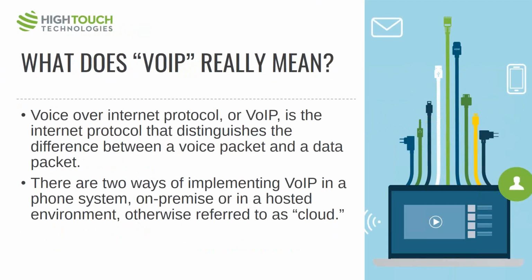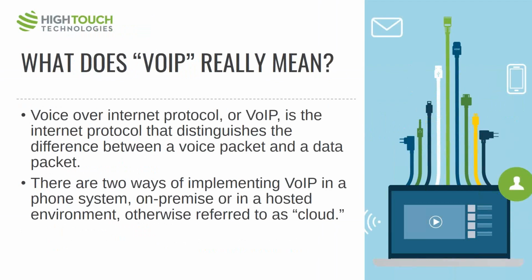So before we move on to the VoIP phone system, which is really a system using dedicated IP resources, we need to understand what VoIP really means. VoIP stands for Voice over Internet Protocol. This is the Internet protocol that distinguishes the difference between a voice packet and a data packet that is being sent over the Internet. There are really two ways of implementing VoIP in a phone system. You can have your on-premise phone system, or it can be in a hosted environment, otherwise referred to as cloud. Also, as an FYI, you may hear the terms hosted and cloud used interchangeably throughout this webinar. We just want to make sure you don't get confused if this is new to you, but they basically mean the same thing.